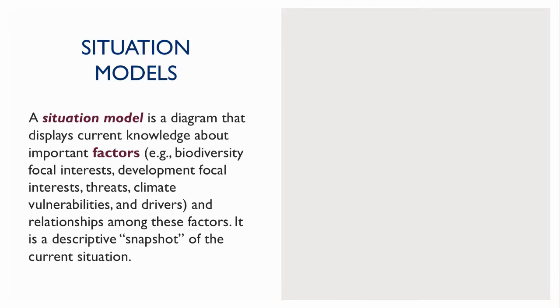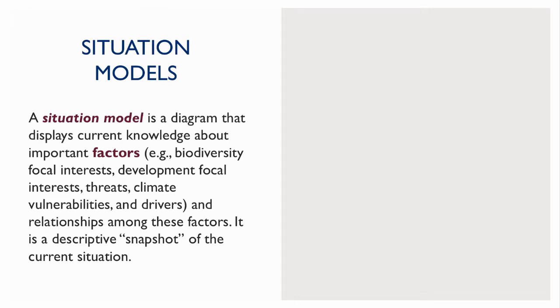In the first module, you learned how to develop situation models, and in subsequent sections of this module, we will demonstrate how to develop results chains by starting with situation models. Let's take a moment now to clarify the difference between the two. As a reminder, a situation model is a descriptive snapshot of the current situation. It displays current knowledge about important factors and relationships among these factors within the context of a program before any programmed action or intervention occurs. In a way, it's a problem chain or problem map.